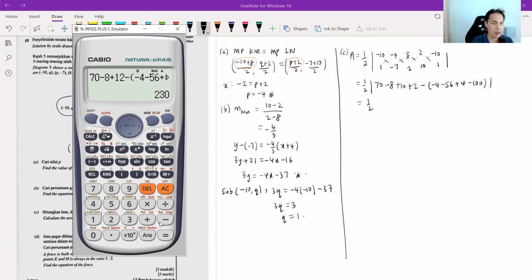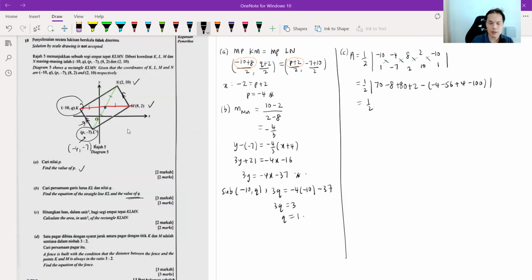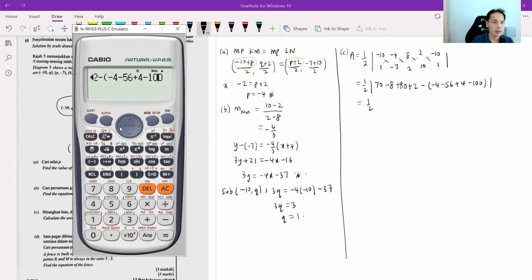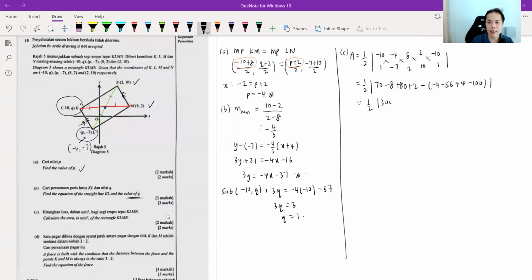I got 2. Wait. Something is wrong somewhere. So maybe I typed wrongly. Okay, this one, 8 times 10 is 80. I counted this wrongly. This is 80. So let's do one more time. This one is 80. Let me insert. This will be 80, and then a 2. You can write 82. Okay. My answer is 300. Half of 300, your area is 150 square units.